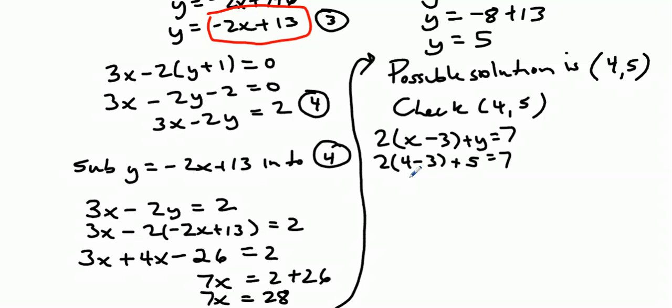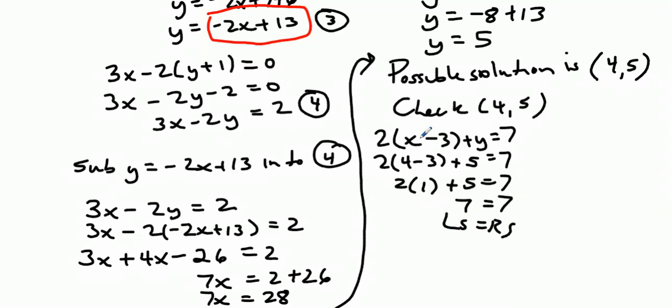Now, don't forget BEDMAS. You don't need to distribute 2 to the 4 and the 3. You only do that when you have a variable in there. You can simplify inside these brackets, right? BEDMAS tells you to do brackets first. So 4 minus 3 is 1. So this is just 2 times 1 plus 5 equals 7. And so 7 equals 7 and left side equals right side.